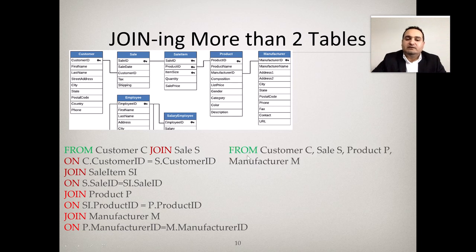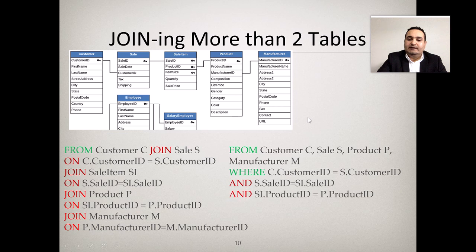So in the from clause we list all the names of the tables with their aliases. I listed all of those, and then in the where clause I join them, where I say customer ID equals this customer ID, right? And the sale ID here equals this sale ID, and so on. So you get the idea here, followed by and.